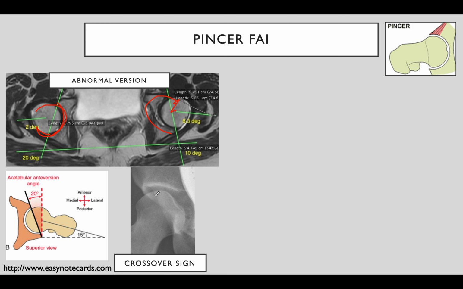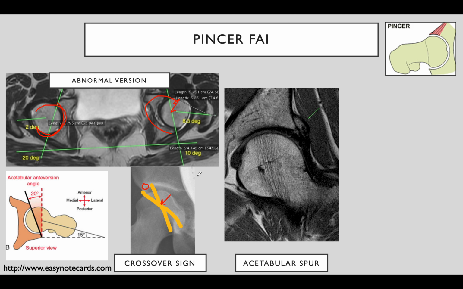Here you can see the margin of the acetabulum anteriorly as well as posteriorly. When you can see that these two areas cross in the middle right here, that is called a crossover sign. Normally they would cross towards the top. So the crossover sign indicates that there is abnormal version of the acetabulum, and that could predispose somebody to pincer type FAI.